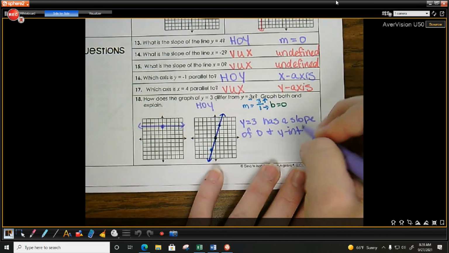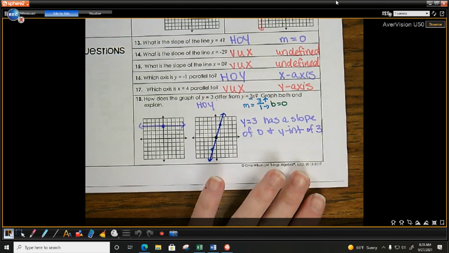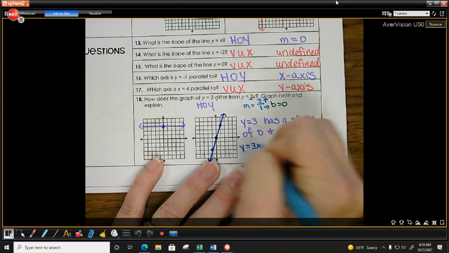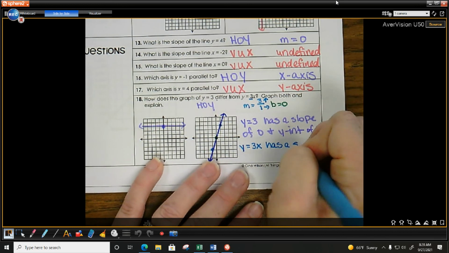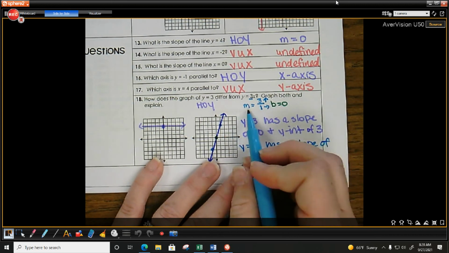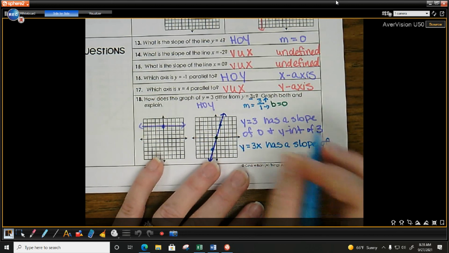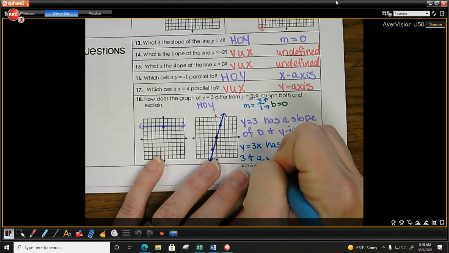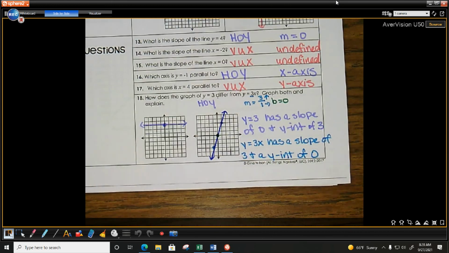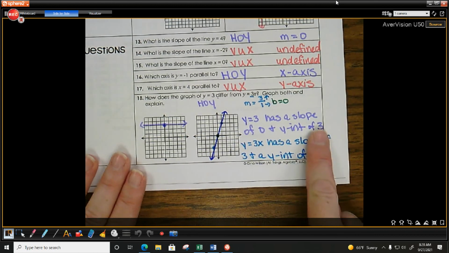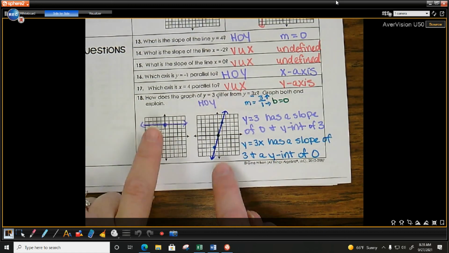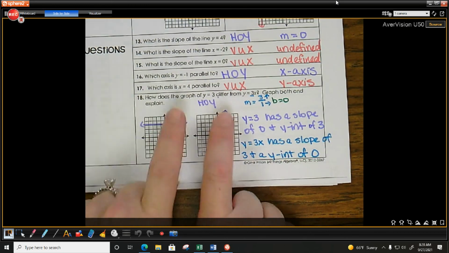Then my next one, y equals 3x, has a slope of what? What's my m? 3. And a y-intercept of what? 0. So they're flip-flopped. This one has a slope of 0 and a y-intercept of 3. This one has a slope of 3 and a y-intercept of 0. They're flip-flopped. Do they give you the same graph? No, because they're not the same equations. If they're not the same equations, they're not going to give you the same graph.